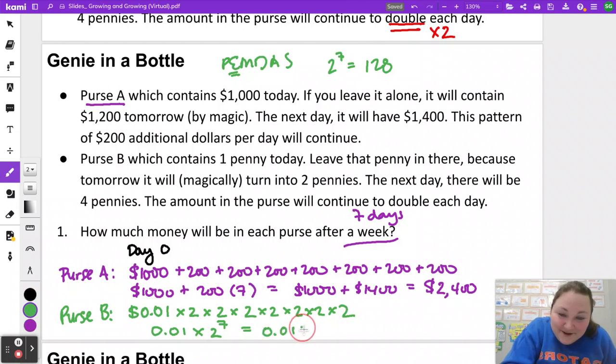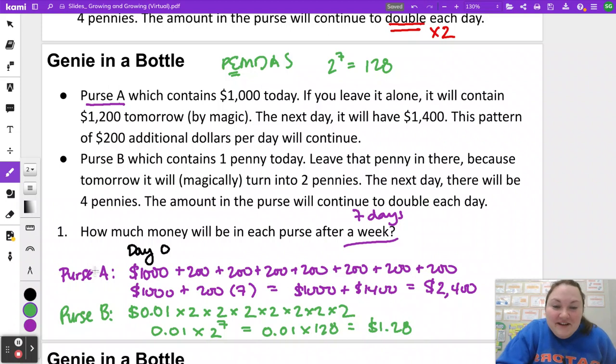128 times our penny is going to equal a grand total of $1.28. Purse A is looking quite good. I would much rather have $2,400 than $1.28. This was us calculating after 7 days.